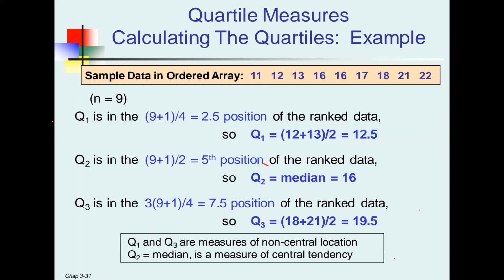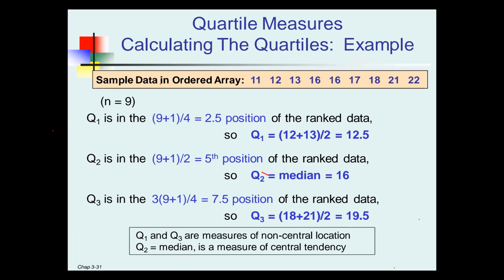So here's an example. The example is simple. You have a sample data arranged from 11 to 22. We want to find the first quarter. The first quarter is found by saying one quarter of n plus 1. These are 9 numbers, right?